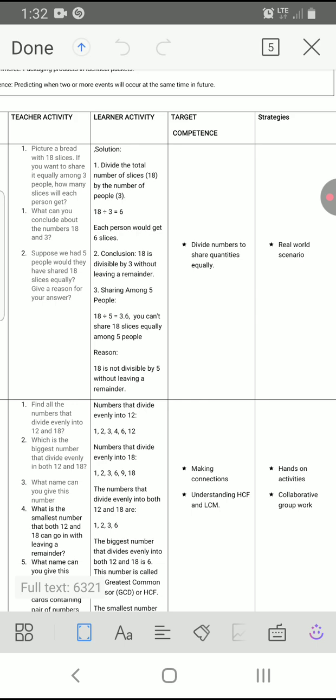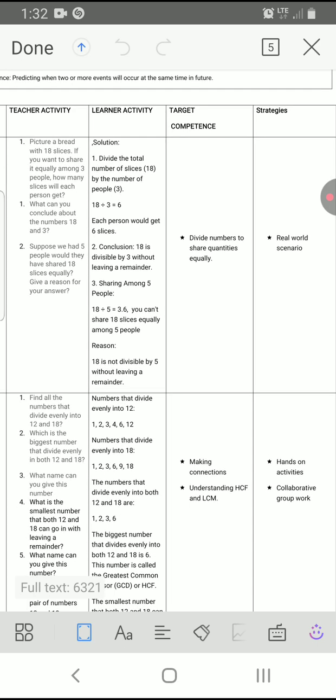The target competency at engage stage is to help learners, or remind them, about division. So we are saying divide numbers to share quantities equally. That is our target competence. The strategy we are using is a real world scenario.